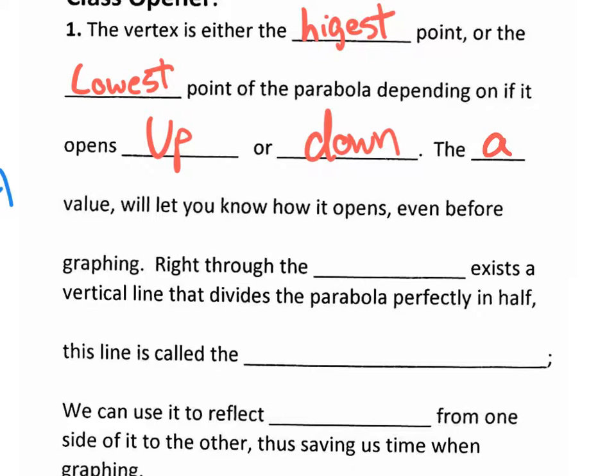Okay, the next sentence. Right through the blank, the vertex, that's right. Right through the vertex exists a vertical line that divides the parabola perfectly in half. Let me write that down. So as you could see, the vertex is the most important point of a parabola. It's the highest point or the lowest point, and right through that vertex, there's a line that divides it perfectly in half. What's that line called? Axis of symmetry.